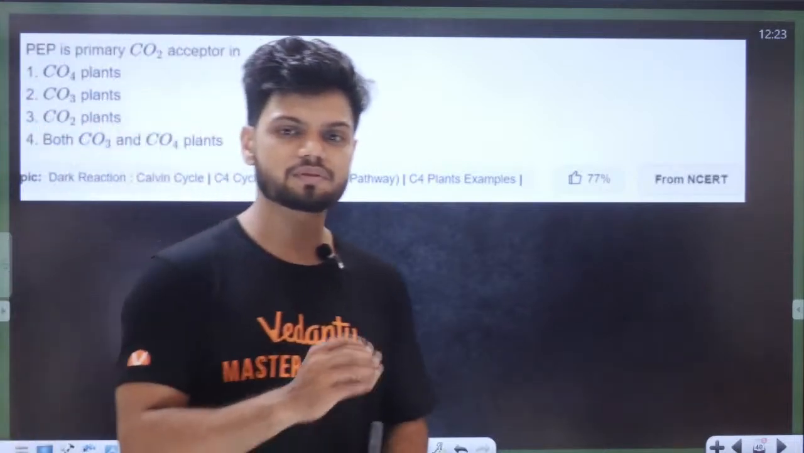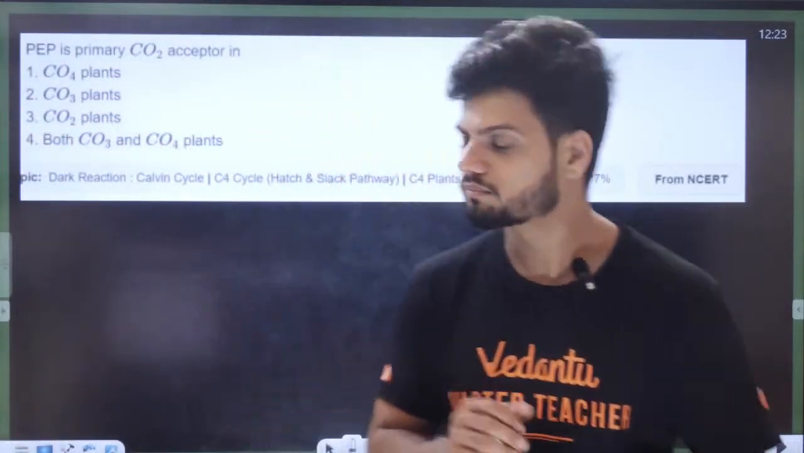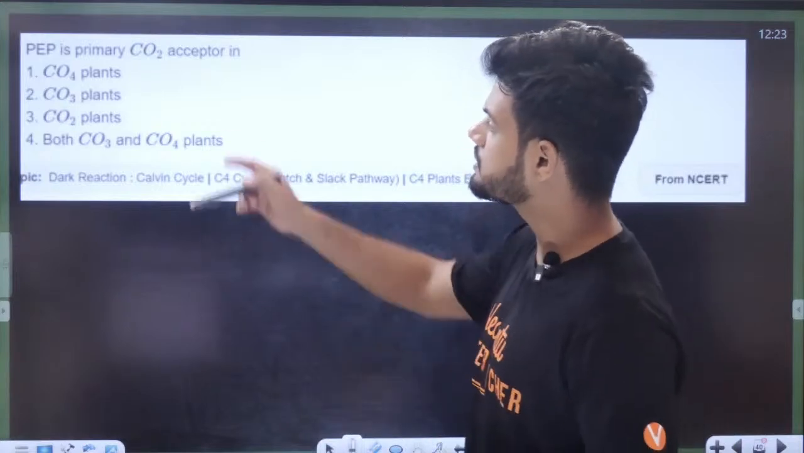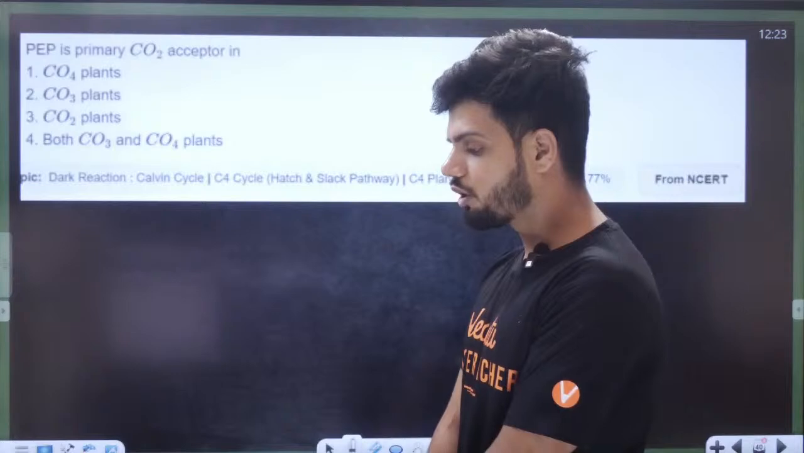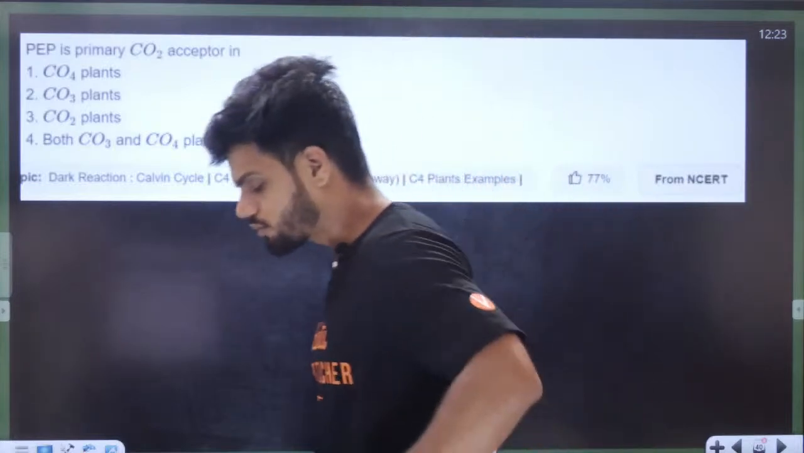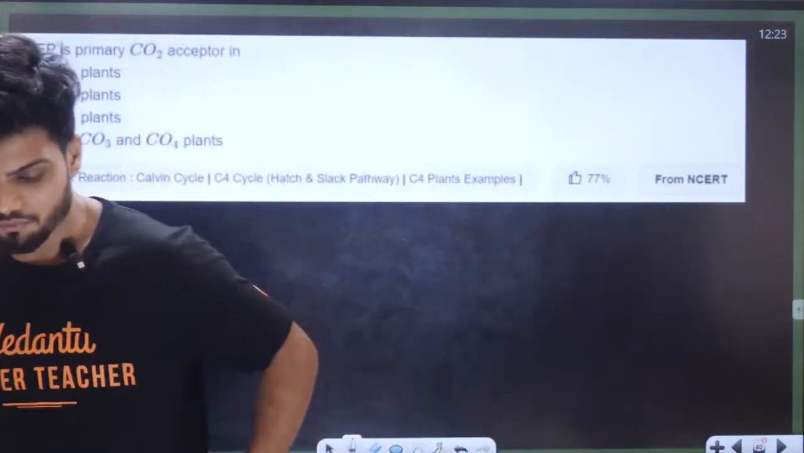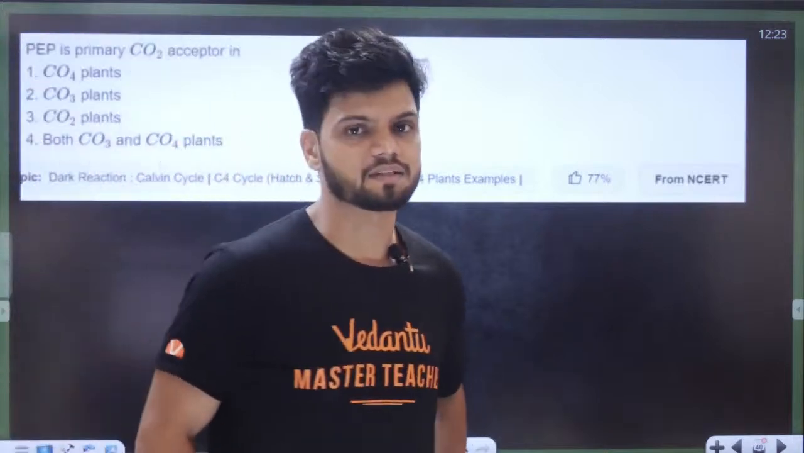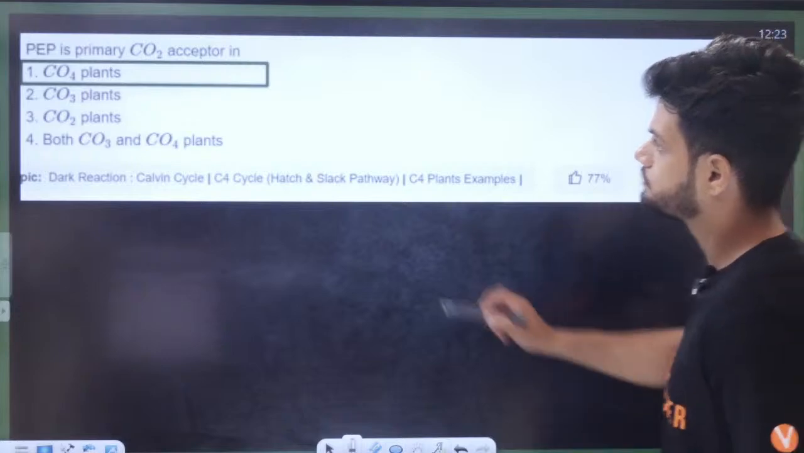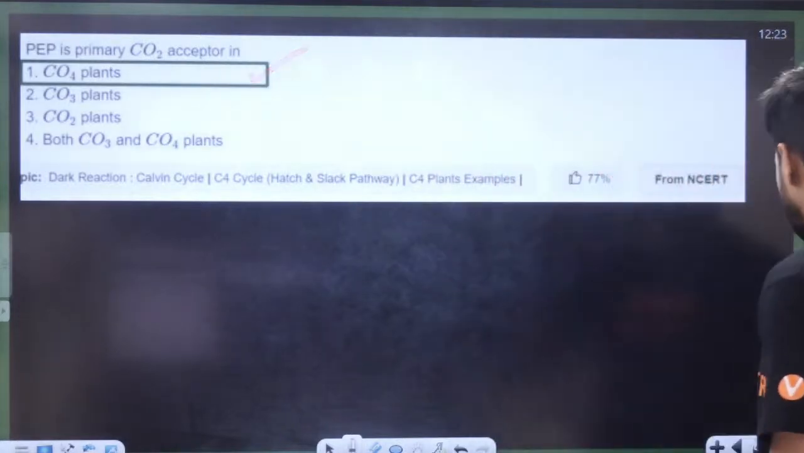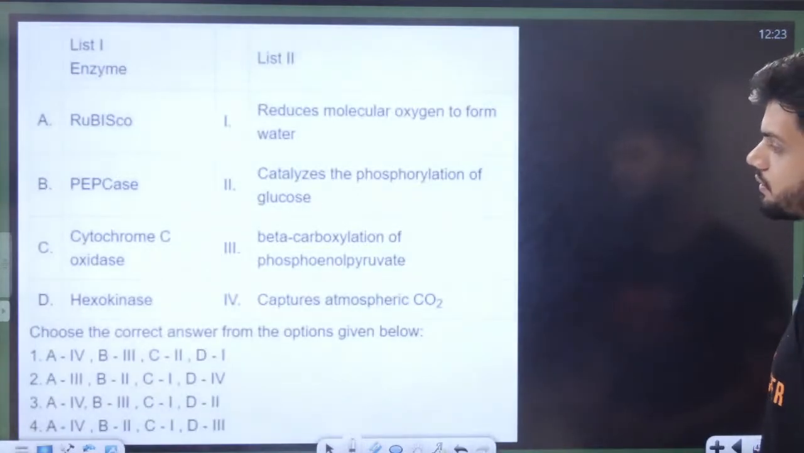Next question. PEP, phosphoenol pyruvate, is a primary CO2 acceptor. Is it in the case of C3 plants or C4 plants? Tell me, students. Phosphoenol pyruvate plus CO2 will give you OAA, oxaloacetic acid, in your C4 plants.